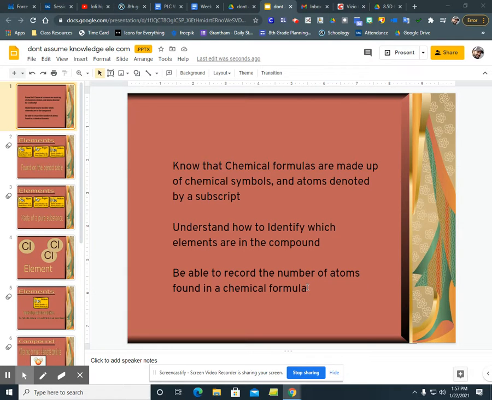Hey guys, today we're going to learn the difference between elements and compounds. So our goal is students will know that chemical formulas are made up of chemical symbols and atoms denoted by a subscript. Students will be able to understand how to identify which elements are in the compound, and finally students will be able to record the number of atoms found in a chemical formula. So let's look at this.